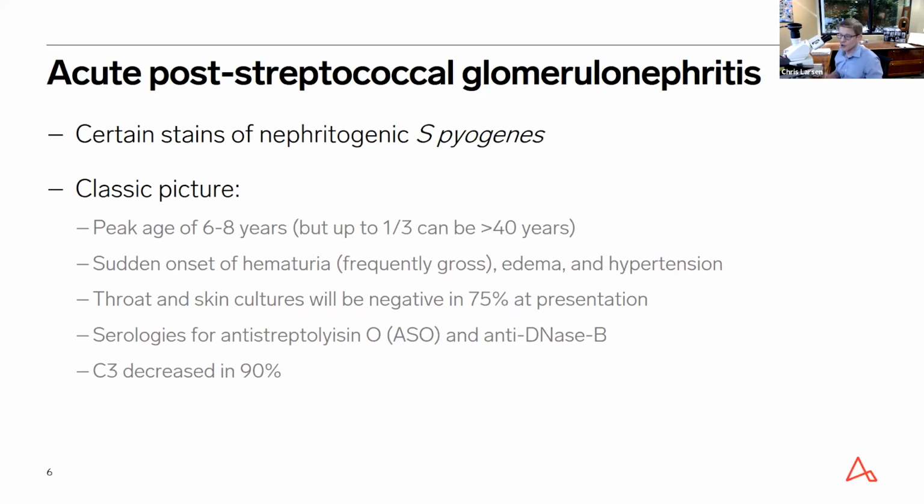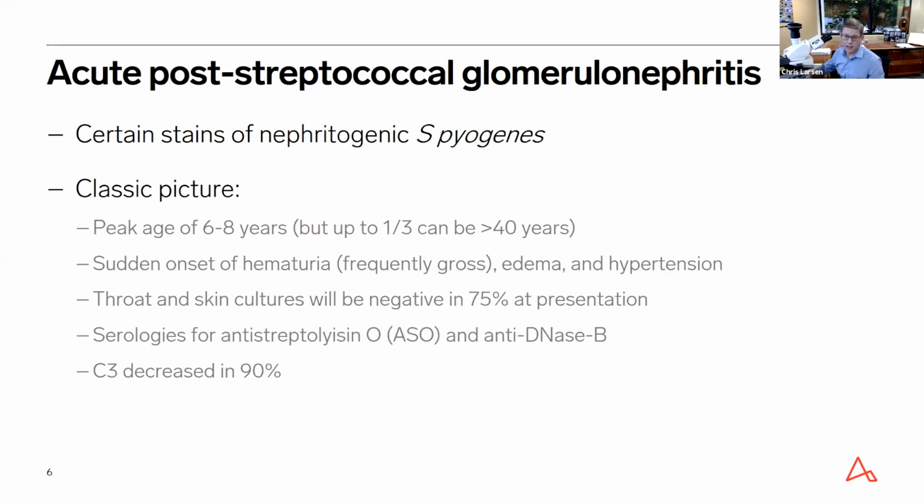These patients commonly have gross hematuria. The cultures will oftentimes be negative at the time of the kidney presentation. So again, these are post-strep. About 75% of them will not have a positive culture. That's why these serologic tests, ASO and DNase B, can be so helpful. ASO is more commonly seen in patients with pharyngitis, whereas DNase B is more commonly seen in patients with skin infections. As most people know, the vast majority of the time these patients are going to have hypocomplementemia.